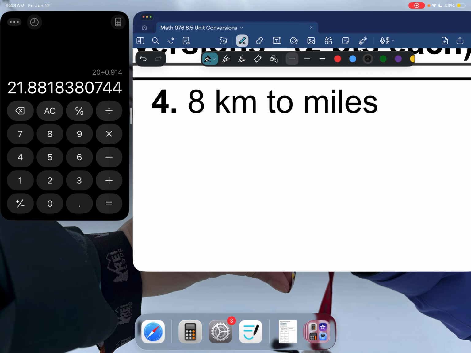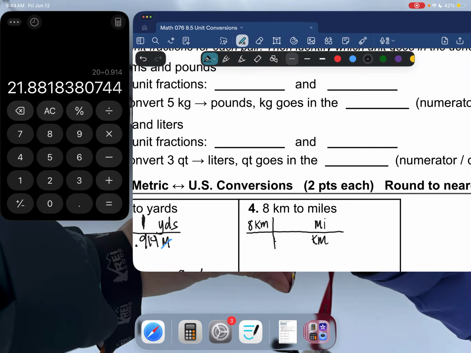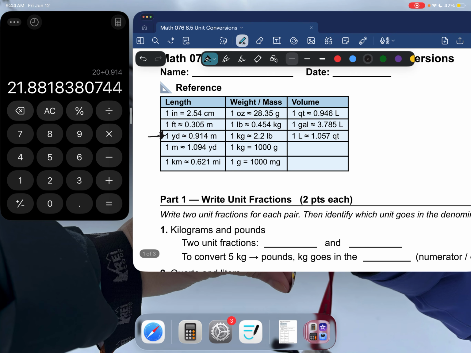We're starting with 8 kilometers, and we are trying to get to miles. So I'm going to have kilometers in my denominator. In my numerator, I'm going to have the unit I'm trying to get to, miles. And I'm going to go back and see what my unit conversion is, miles to kilometers. I'm looking for miles to kilometers. I got it right here.